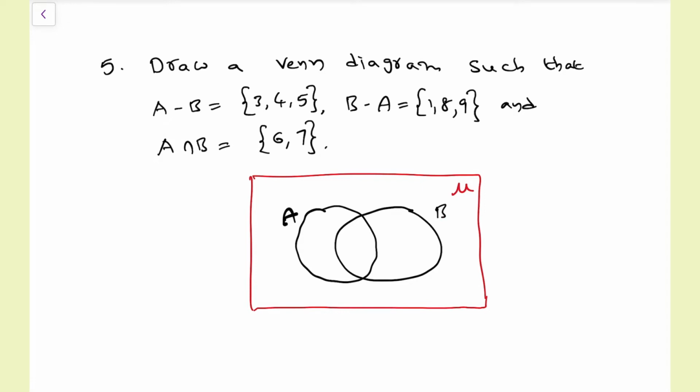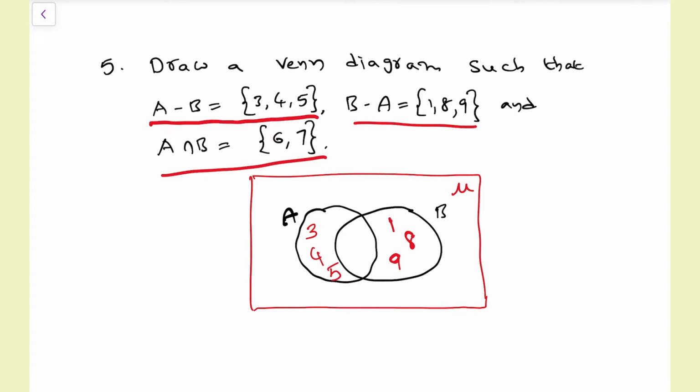Now, draw a Venn diagram such that A minus B equals 3, 4, 5. A minus B is 3, 4, 5, right? So, only in A, without even entering into B, write those numbers 3, 4, 5. Finish. Next, B minus A, 1, 8, 9. So, only in set B, without entering into A, we need to write these 1, 8, 9. Then A intersection B is 6, 7. The space where both the circles are touching each other, this is 6, 7. So, this is the Venn diagram which we required.